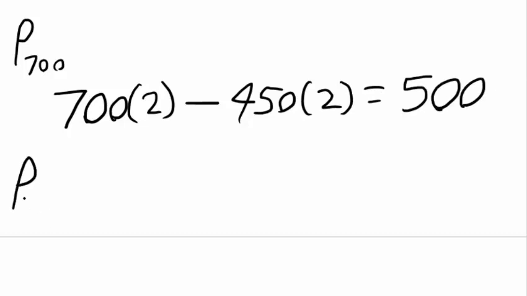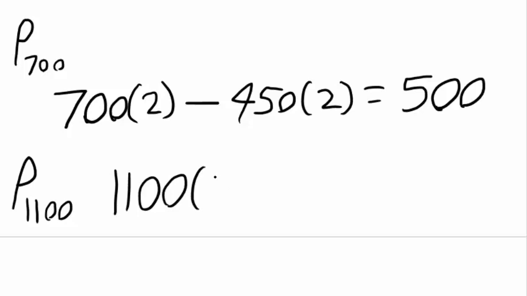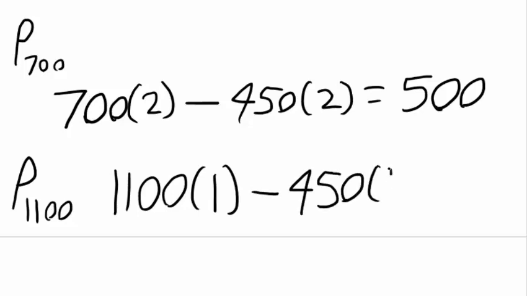And then if we look at our price of 1,100, we would set our price at 1,100, and only one consumer would buy that, because the only consumer that would buy that is the one consumer that has the maximum willingness to pay of 1,100. And then we would subtract out our marginal cost of 450, and then times our quantity. And we get a profit of 650.